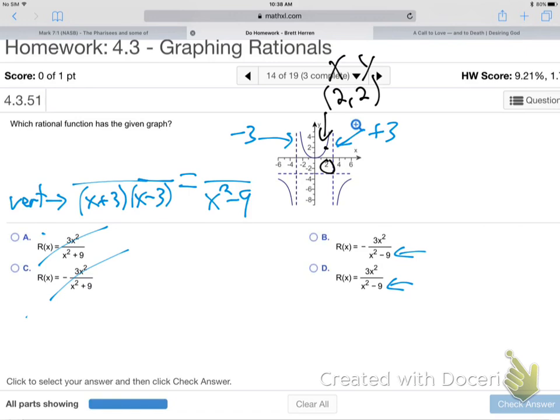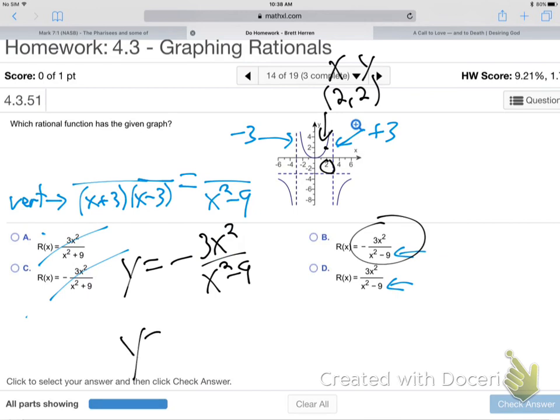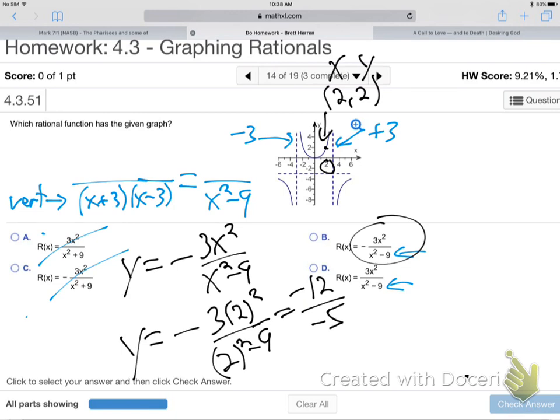So okay. So could it be this one? I don't know. Let's see. Minus 3x squared over x squared minus 9. So if I plug in 2, what am I going to get? Negative 12 over 4 minus 9, so negative 5, which is positive 2 point something, 4 I think, on your calculator. 12 over 5, yeah, 2.4. That looks right. Pretty close.